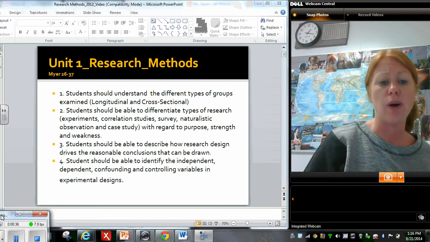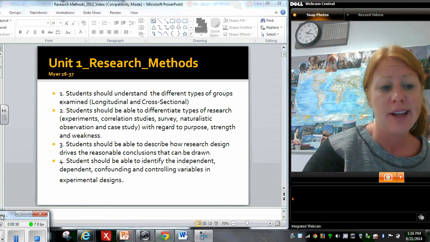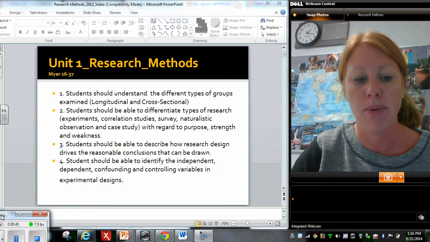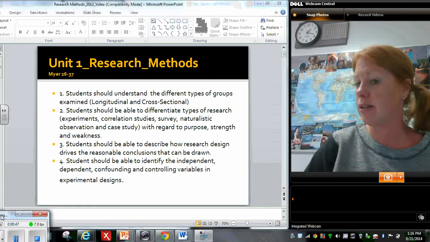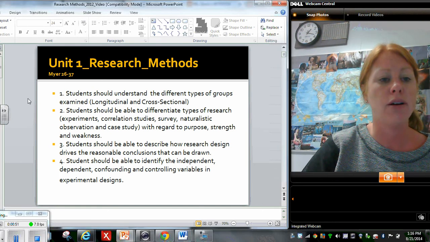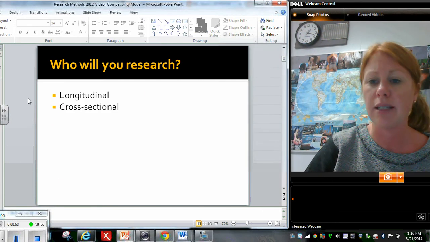Students should also be able to understand how research is designed. And then last but not least, you should be able to understand the components of an experiment, so the independent and dependent variables that impact your experiment. So moving on to the first section, understanding who and what type of study it's going to be.